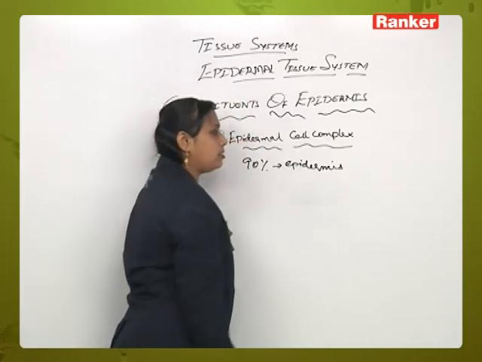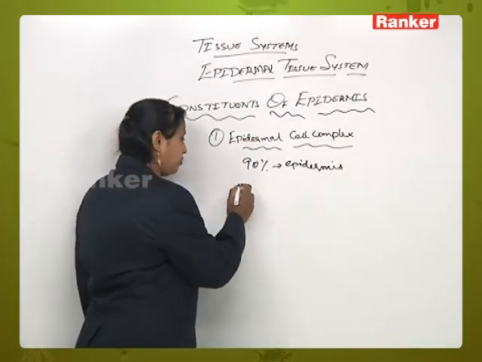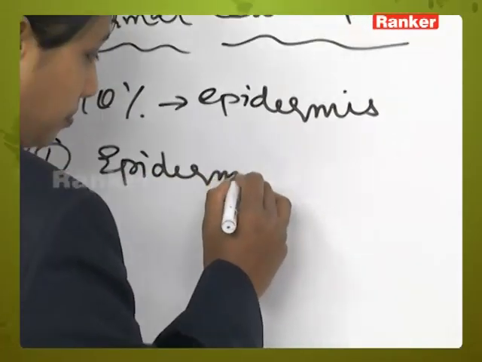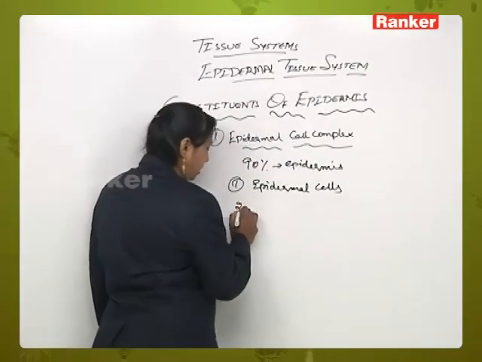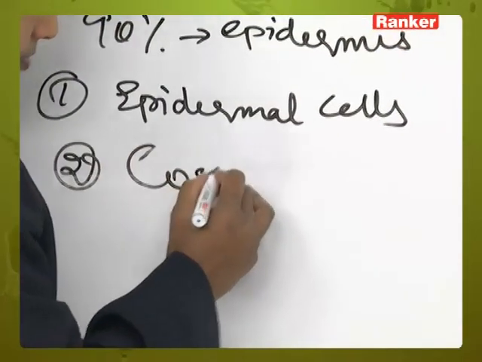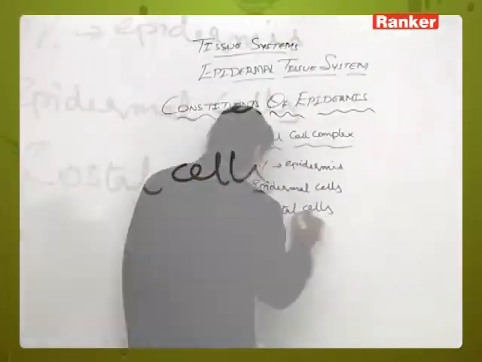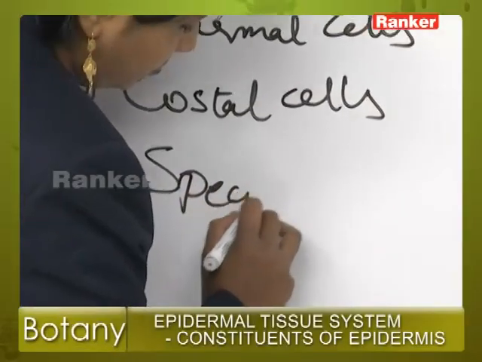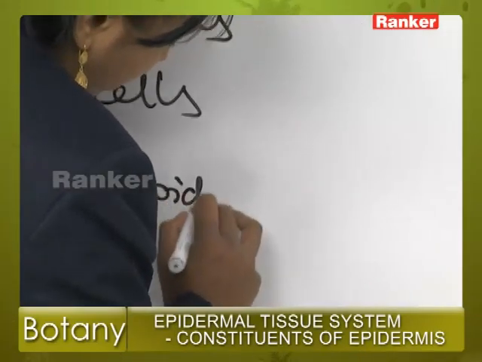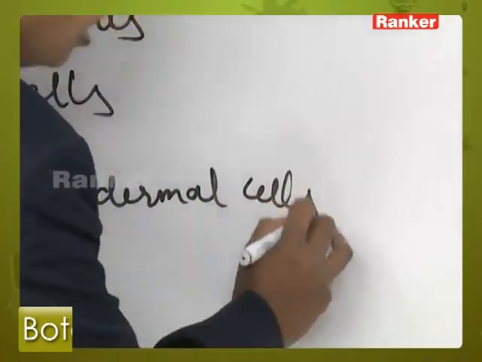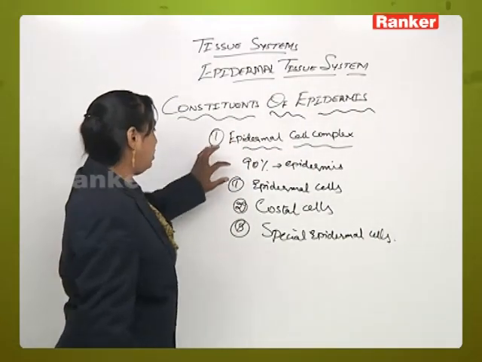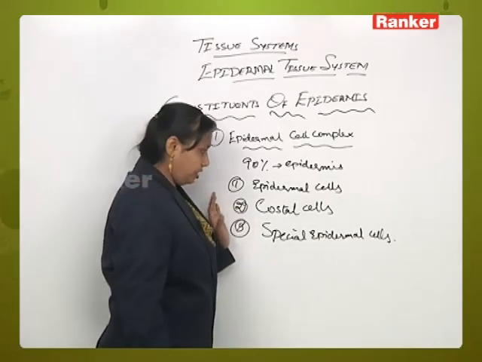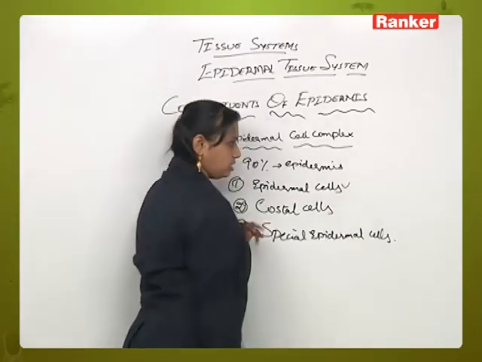Now, the epidermal cell complex consists of 3 types of different cells. Those are called epidermal cells, second costal cells, and third buliform or special epidermal cells. So in epidermal cell complex, we will talk with reference to epidermal cells, costal cells, and special epidermal cells. First we will be dealing with epidermal cells.